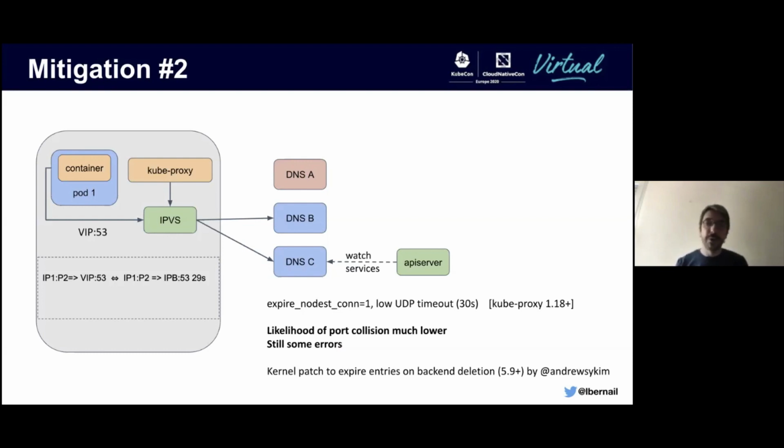And there's also very good news: Andrew, who is another kube-proxy maintainer, actually did a kernel patch to expire entries in the conntrack when the backend is deleted, directly, to avoid waiting for the next packet and avoid getting an error. So that's very good news. Thanks, Andrew.